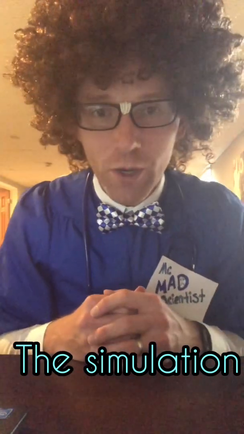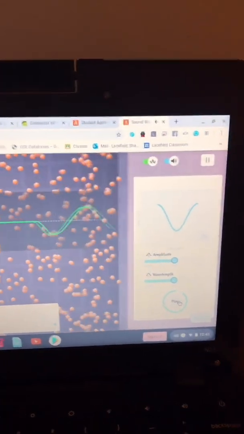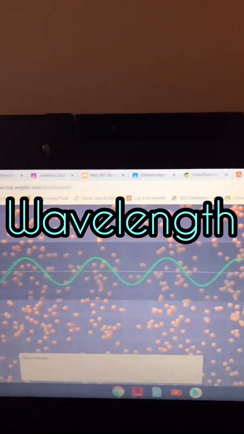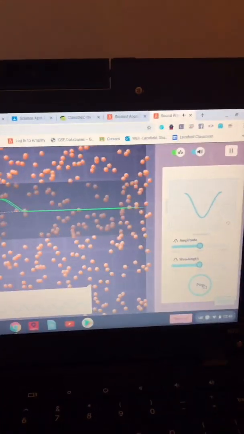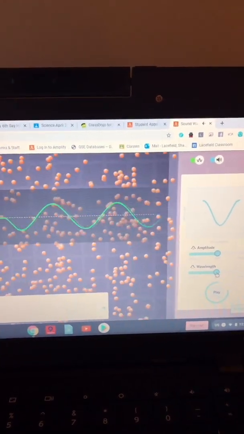Let me run the experiment for you a few times, and that way you can see what is happening. Let's run it the first time on normal and hear that sound. Again, I'm looking at the wavelength, the distance between the waves, and the amplitude, how tall that wave is. Now let's see what's going to happen to the sound as I click and drag this, making it longer.